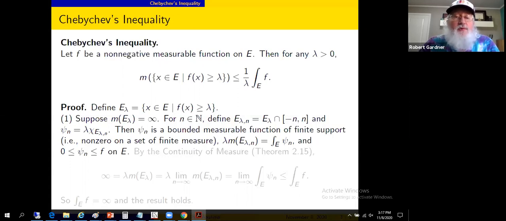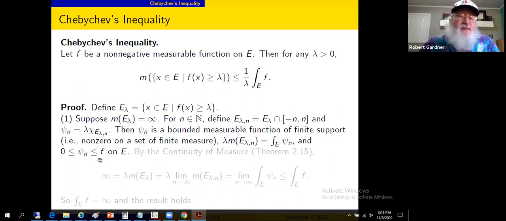Okay, those we know how to integrate. So when we integrate the psi sub n function, we'll simply get the value times the measure of the set. The value of the function is lambda and 0 times the measure of the set on which the function takes on these values, and it's actually this E sub lambda comma n to be specific. We've got psi sub n to be greater than or equal to 0. It's either 0 or lambda.